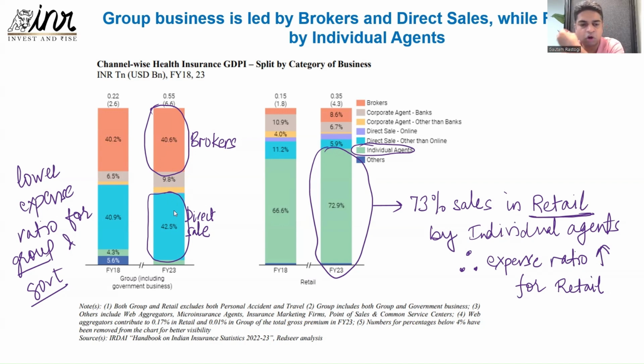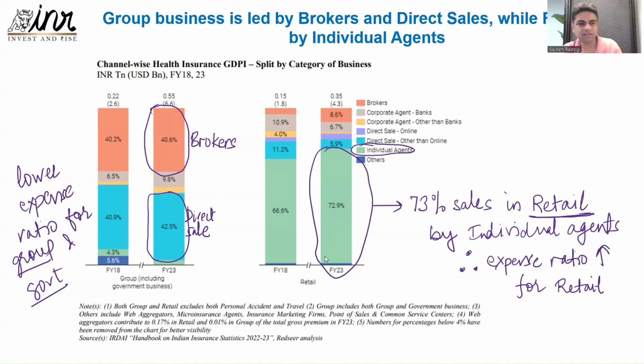Okay, and obviously, if your company is negotiating for you, they will negotiate for all the employees in the company, right? So the expense, the customer acquisition cost, is much lower in group and government business than in retail business. In retail business, obviously, the customer acquisition cost would be higher.